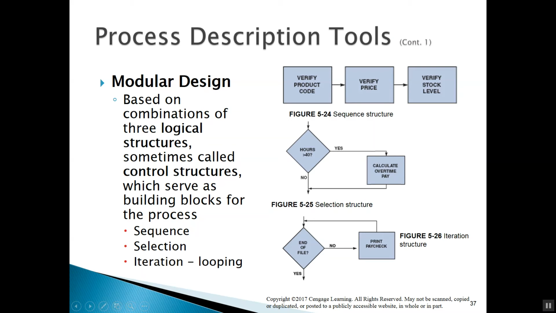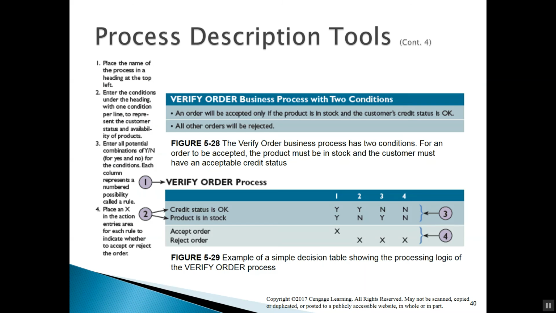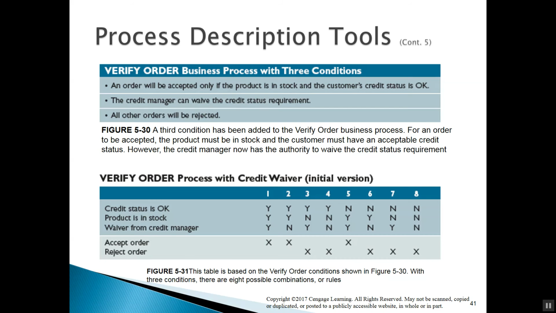So we've got different tools that come into play. All right. We've got decision tables that show the logical structure with all possible combinations when it comes to making a decision. And here we go. When it comes to credit status is okay, product is in stock, right on down the line. Okay. And that'll help us understand, should we accept the order, reject the order, by doing these decision tables.